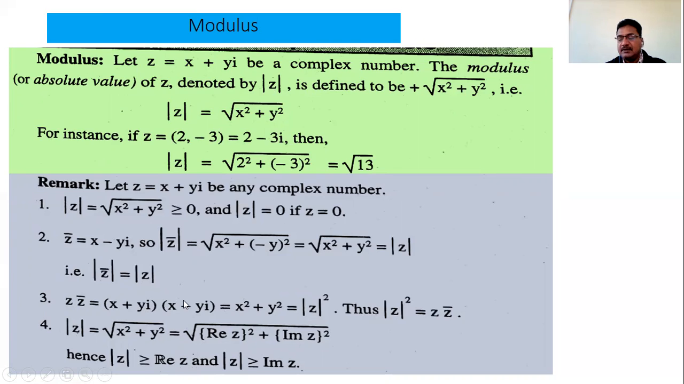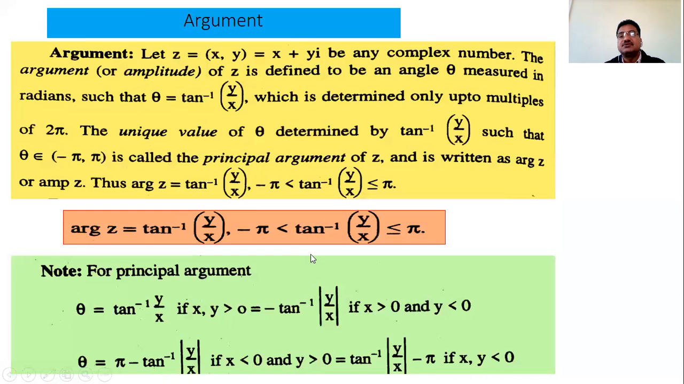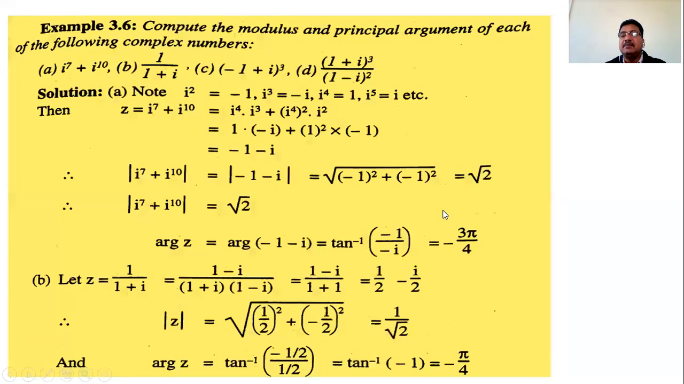So all these remarks. Z plus z bar is 2 times the real part of z. If we add z and z bar, then what do we have? Z is x plus yi, and z bar is x minus yi. Then the addition is 2x. That is 2x means 2 times the real part of z. So z plus z bar is 2 times the real part of z.